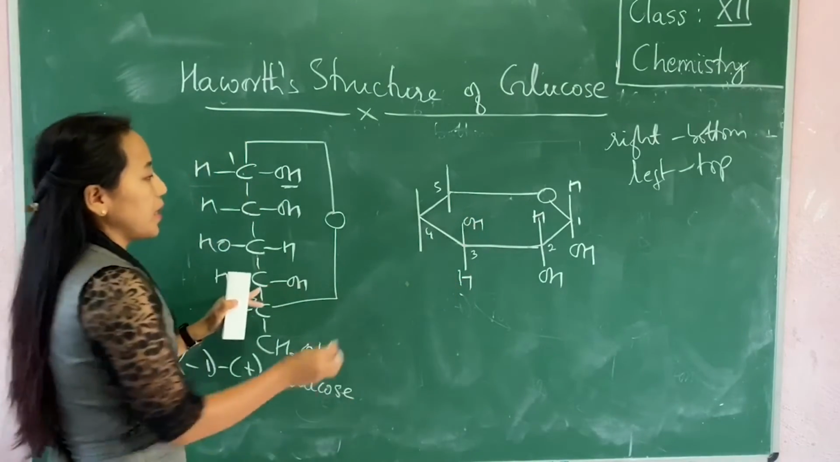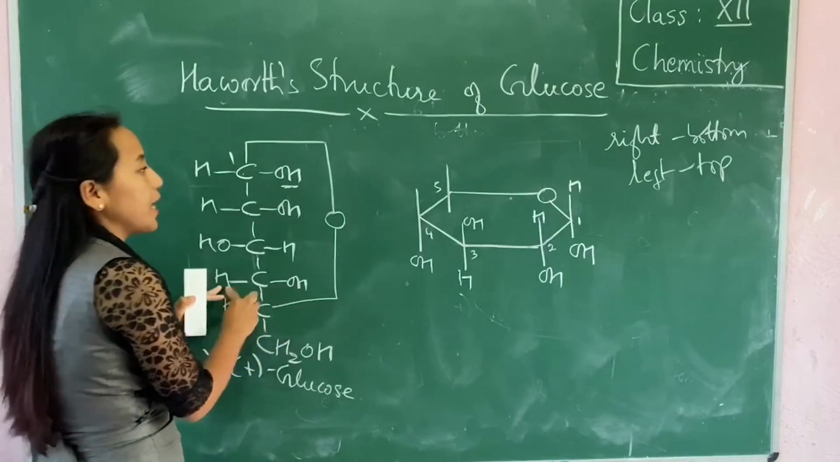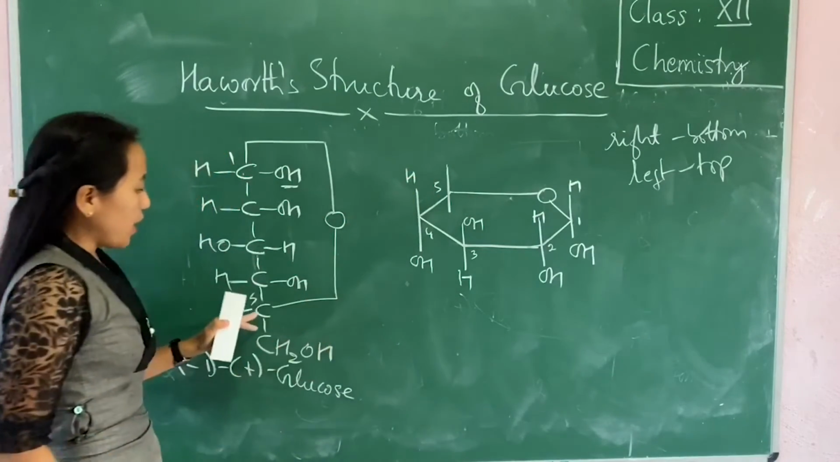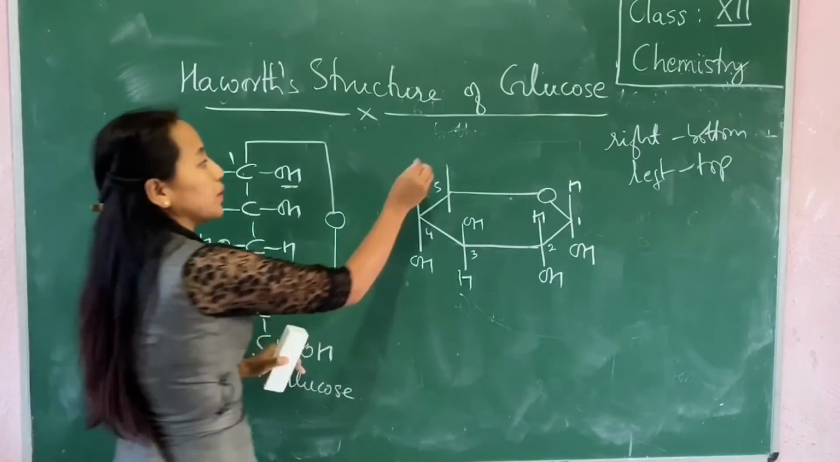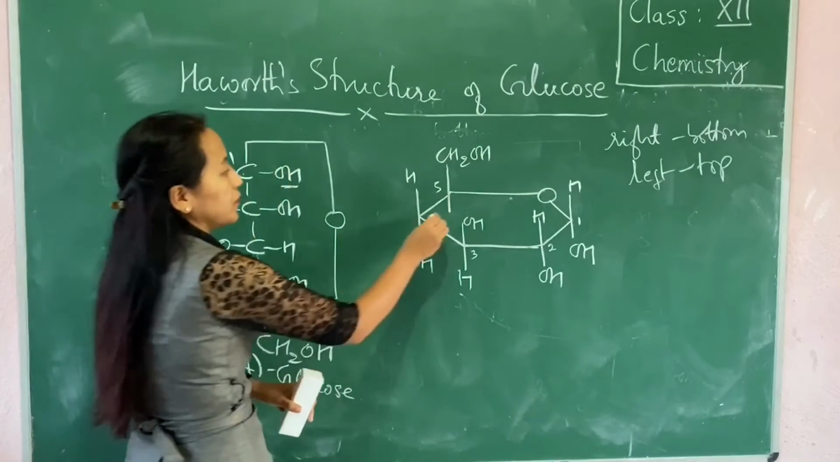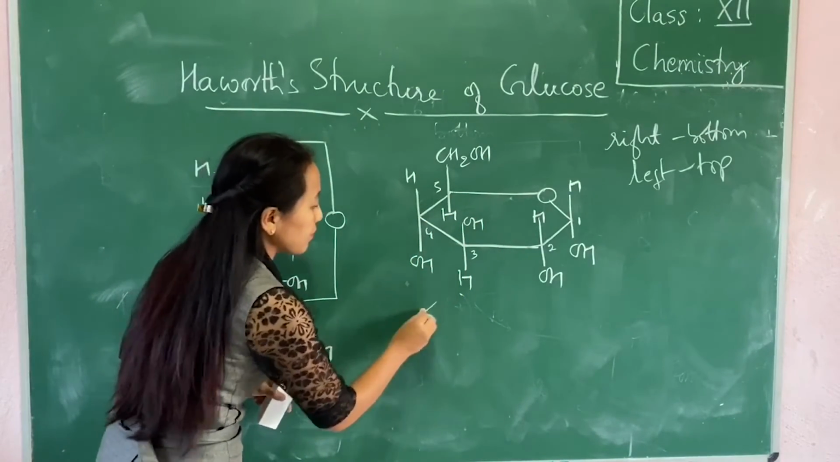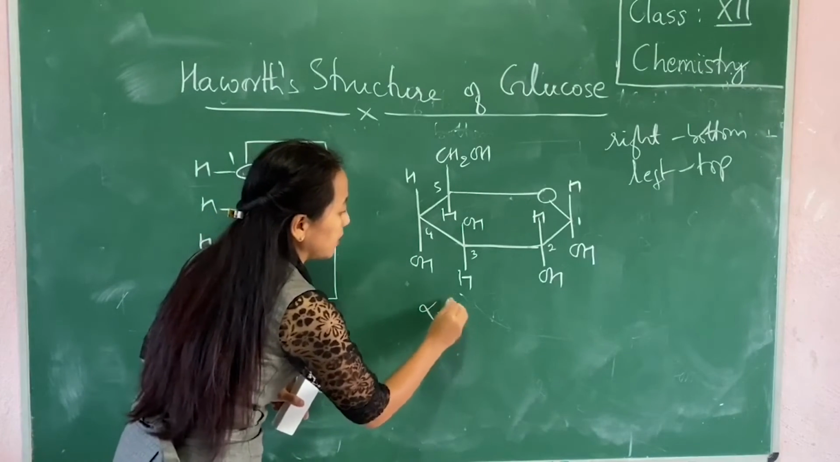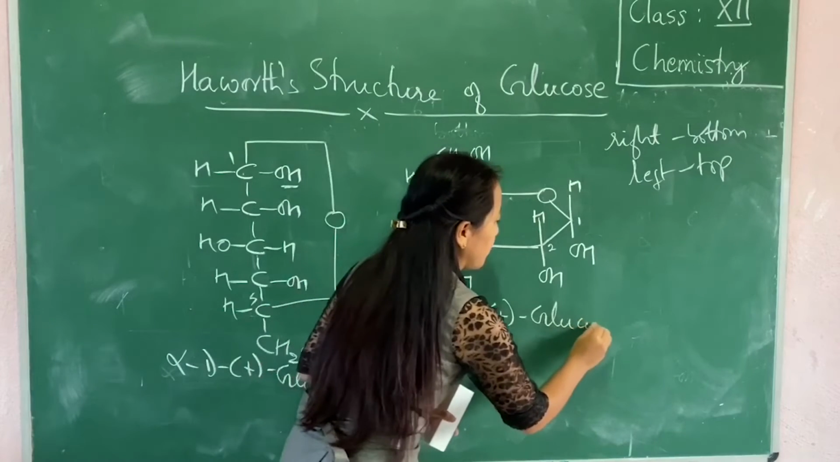On the fourth carbon atom, OH is on the bottom because it is on the right hand side and H comes on the top. Now on the fifth carbon atom, this CH2OH will always come on the top. And then this hydrogen. So this structure is called alpha D plus glucopyranose.